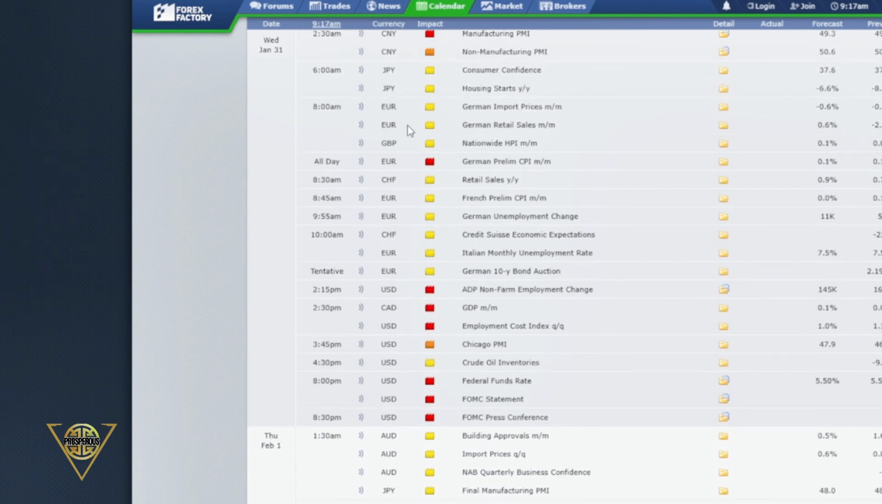We got first all day German preliminary CPI, so red folder for euro. But then what we got? We got red folders for USD, but I'm looking at first and foremost this here: FOMC statement, FOMC press conference. This is going to move the market, all right?